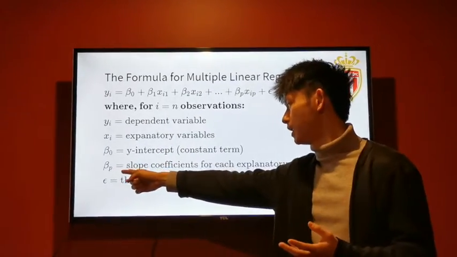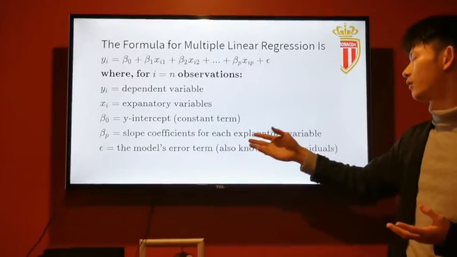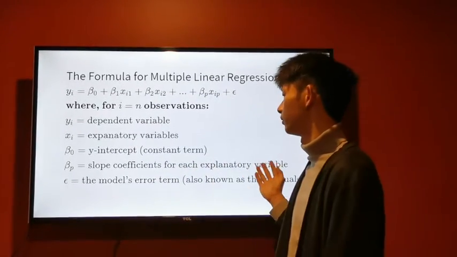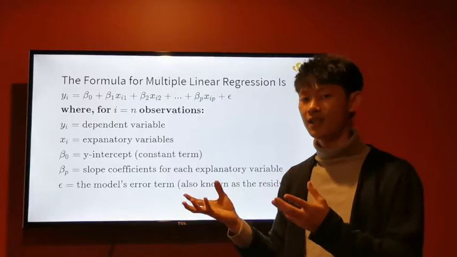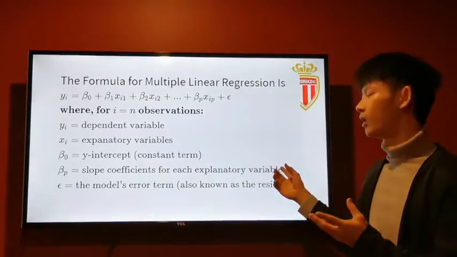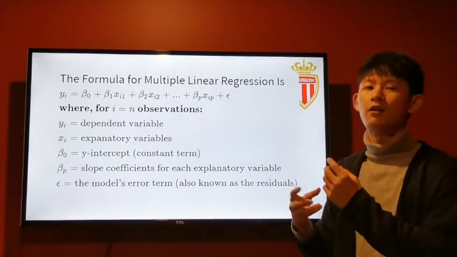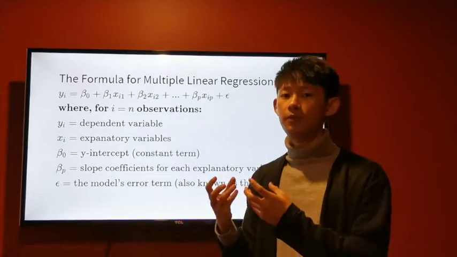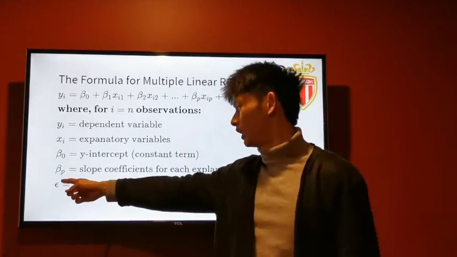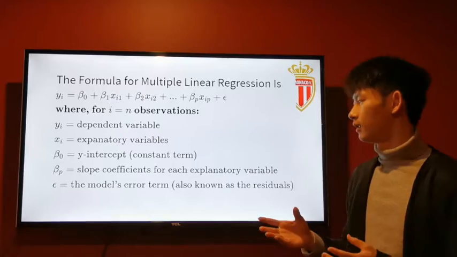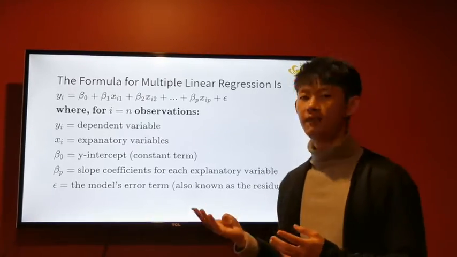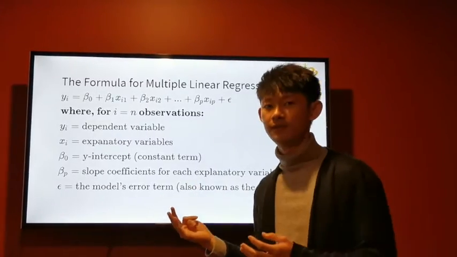And the beta p are the slope coefficients for the different explanatory variables. They test to what extent the variables affect the market value of our players. And also we have the error term. This is the difference between our predicted value and the real value.